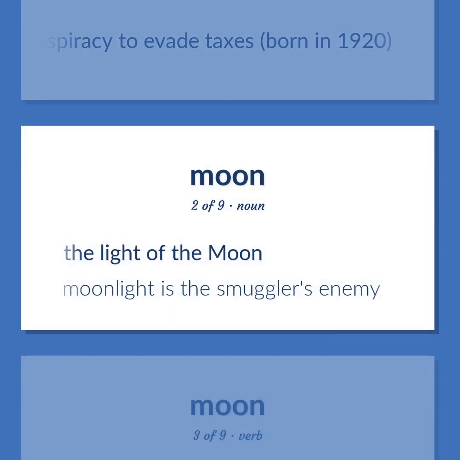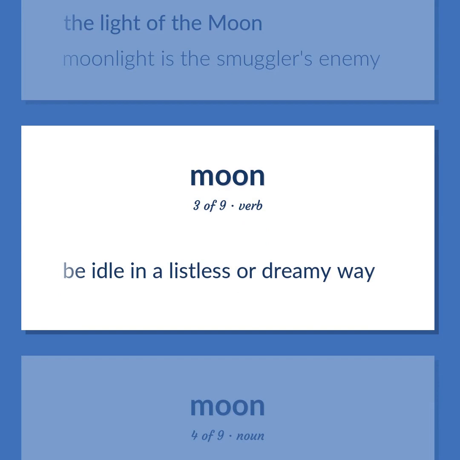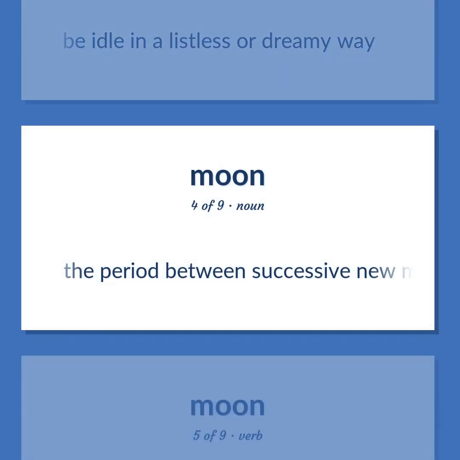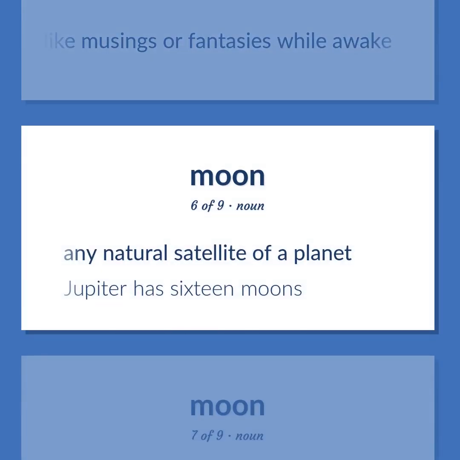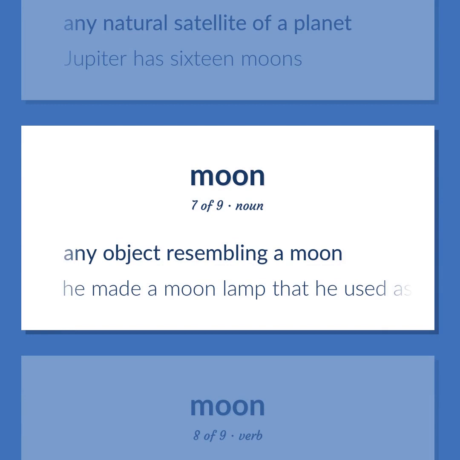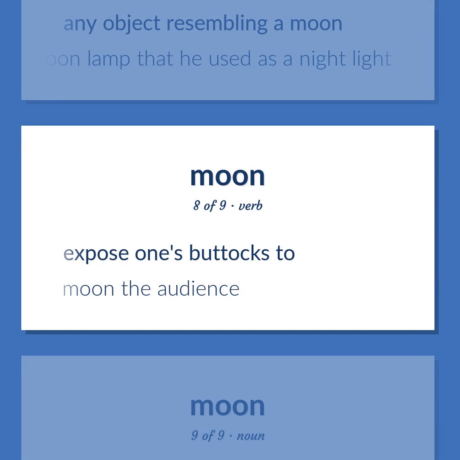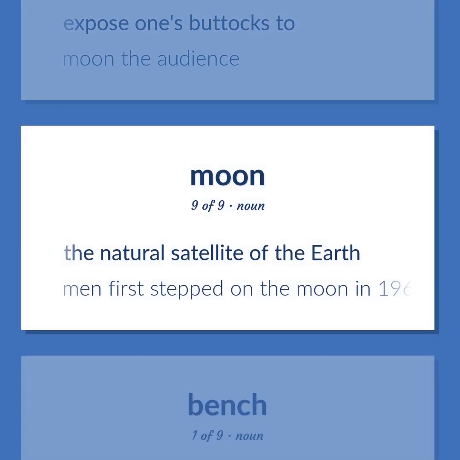The light of the moon. Moonlight is the smuggler's enemy. Be idle in a listless or dreamy way. The period between successive new moons, 29.531 days. Have dreamlike musings or fantasies while awake. Any natural satellite of a planet. Jupiter has 16 moons. Any object resembling a moon. He made a moon lamp that he used as a night light. Expose one's buttocks to. Moon the audience. The natural satellite of the Earth. Men first stepped on the moon in 1969.